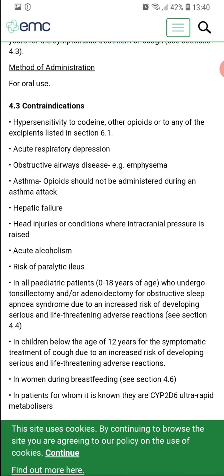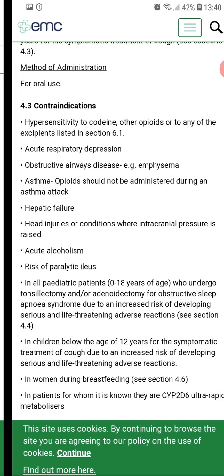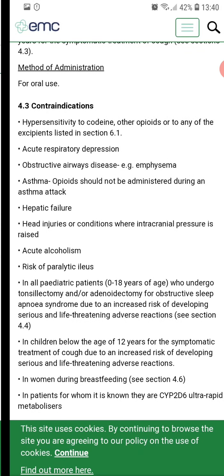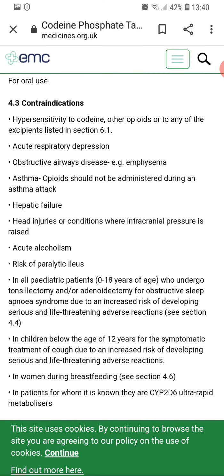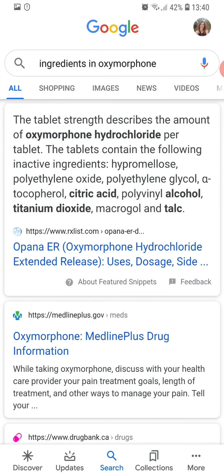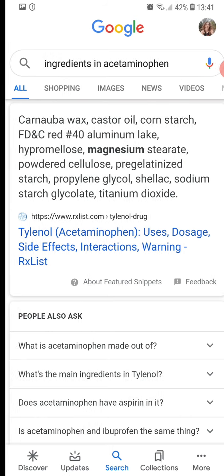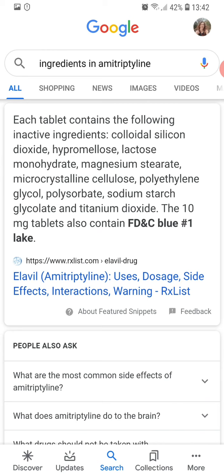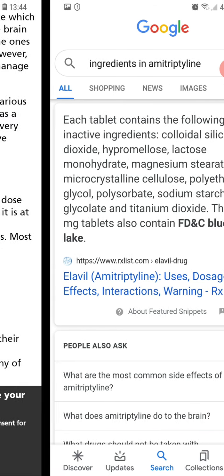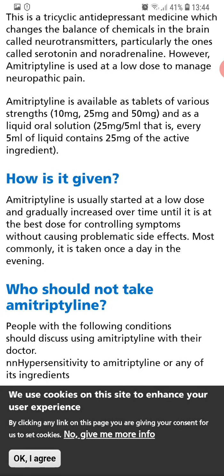Hypersensitivity to codeine. Acute respiratory depression. See these things? Codeine phosphate. Oxymorphone. Acetaminophen. Amitriptyline. That's hard to say. Amitriptyline. I can say it again.